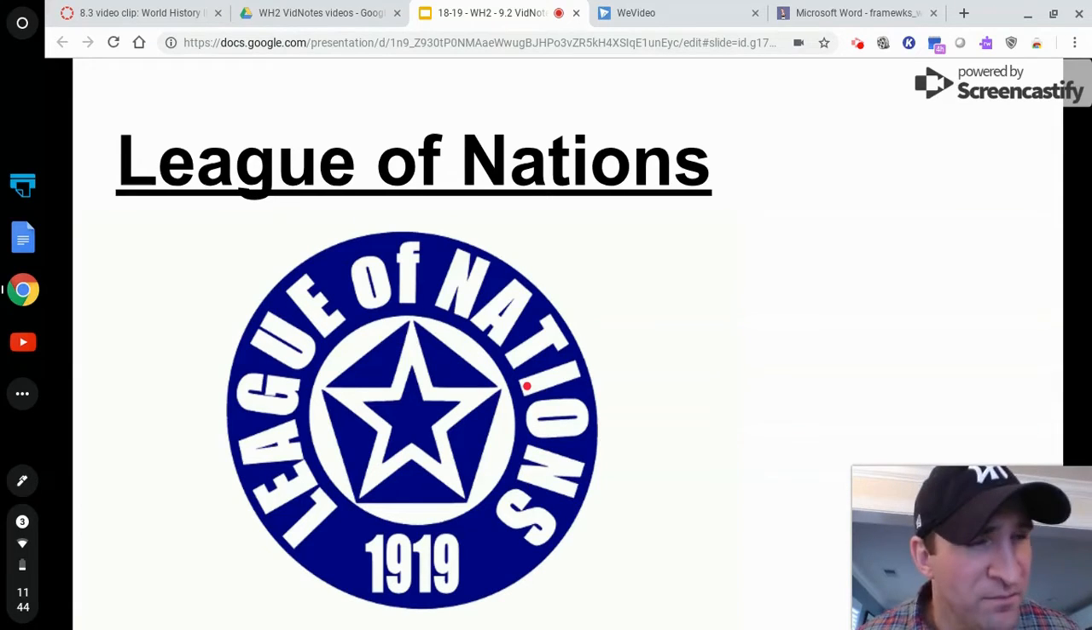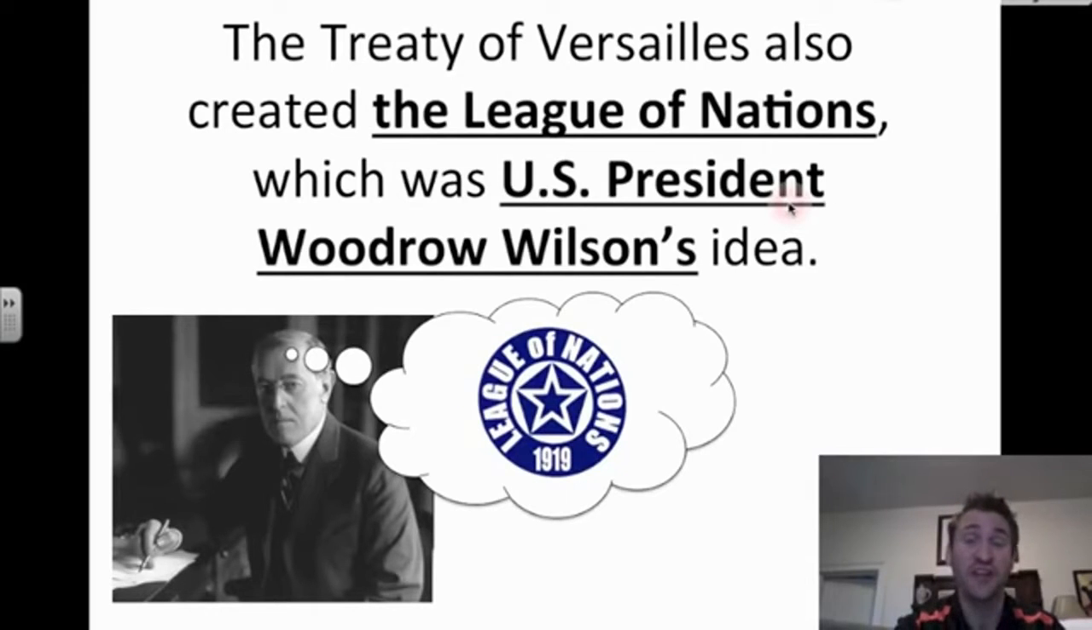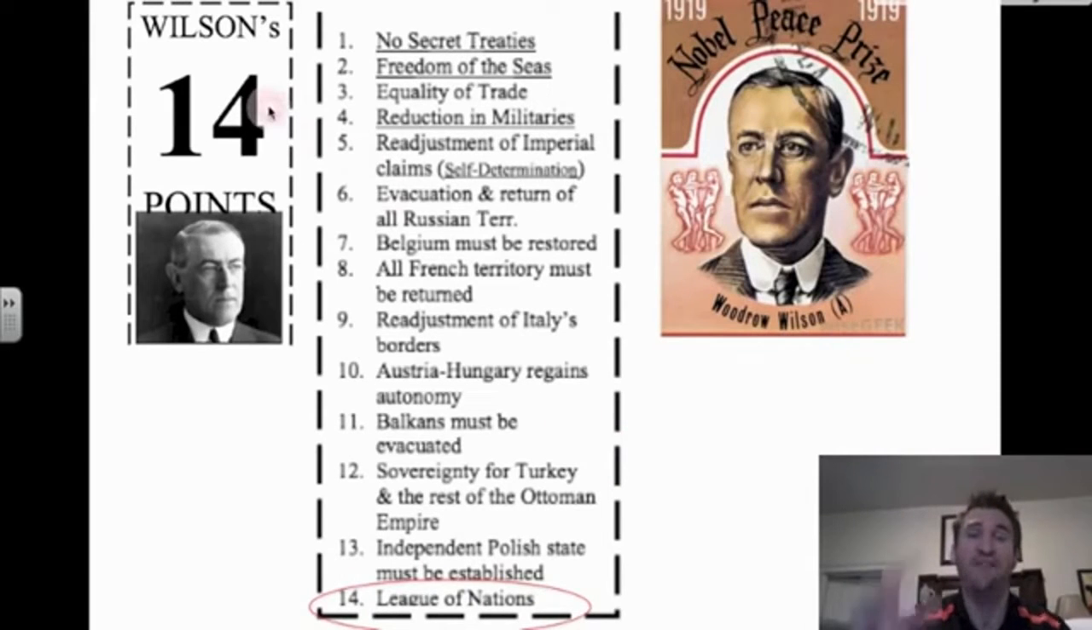Mr. Deegan? The Treaty of Versailles also created the League of Nations, which was U.S. President Woodrow Wilson's idea. And here he is, and here is his 1919 idea, this peace organization. So Woodrow Wilson had 14 points, 14 items that would actually win him the Nobel Peace Prize in 1919. He said, no secret treaties, freedom of the seas for all, equality of trade, reduction in militaries. Let's prevent another world war, people. And the most important of the 14 points, the League of Nations.